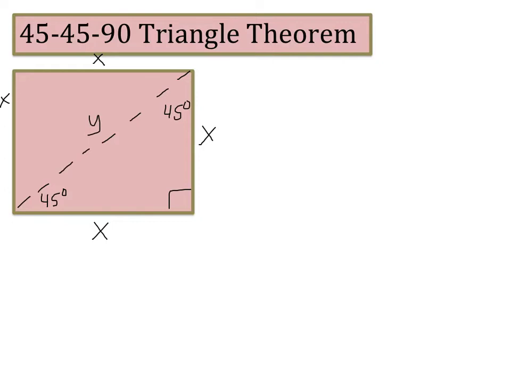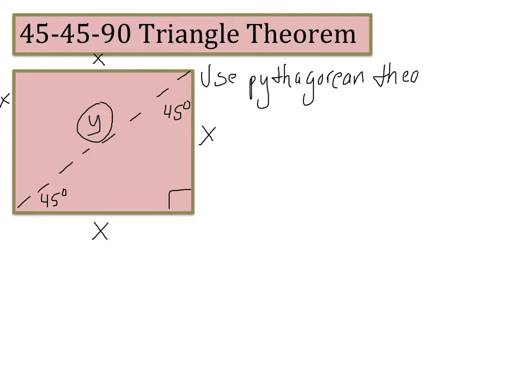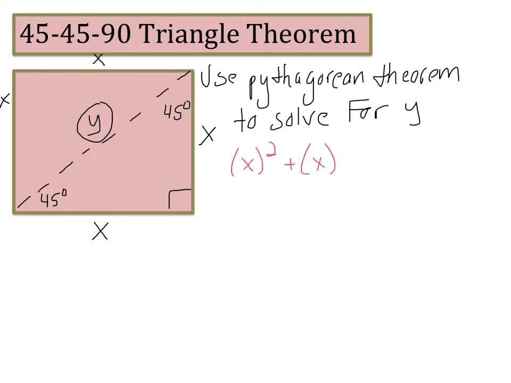We can use the Pythagorean theorem to develop a formula for y. So we're going to use the Pythagorean theorem to solve for y. What we'll do is square each side, add them together, and equal them to the hypotenuse squared. This is just the Pythagorean theorem right here. So our goal is to solve for y.